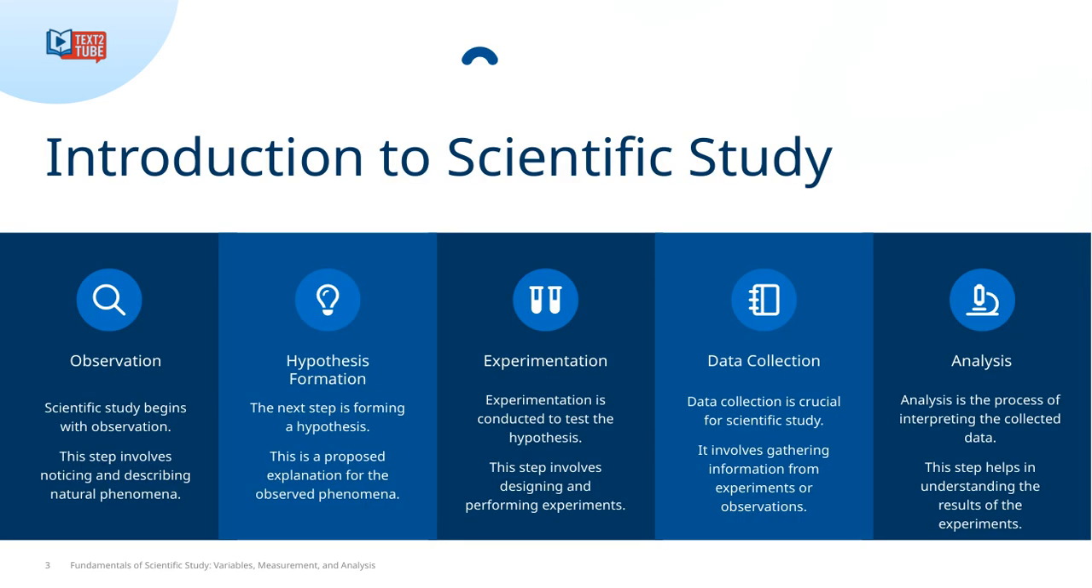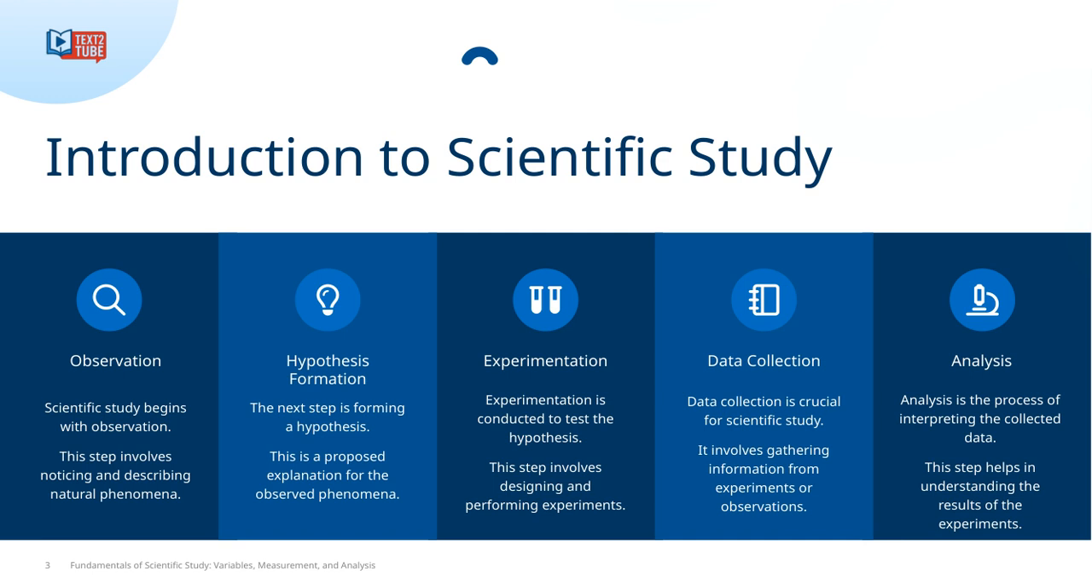Now, let's look at the fundamentals of scientific study, focusing on variables, measurement, and analysis. On this slide, we'll walk through the key steps involved in conducting scientific research. First up is observation. Every study begins with observing natural phenomena, simply noticing and describing what we see around us. This step sets the stage for everything that follows. Next, we move to hypothesis formation. This is where we propose an explanation for the phenomena we've observed. Think of it as making an educated guess about what's happening and why.